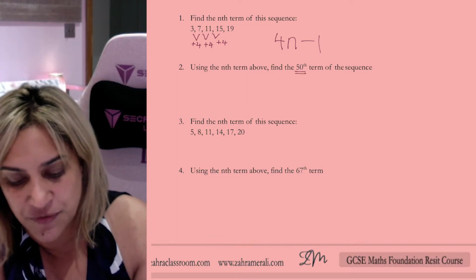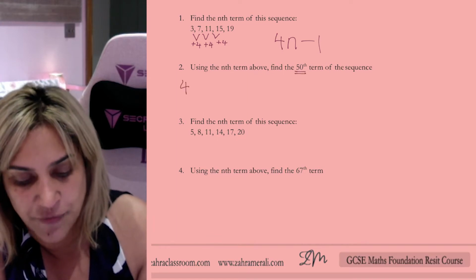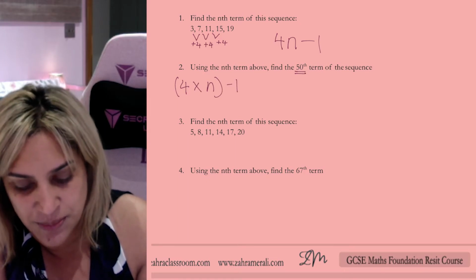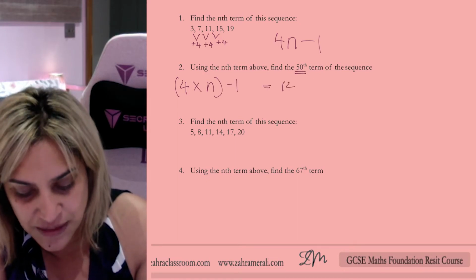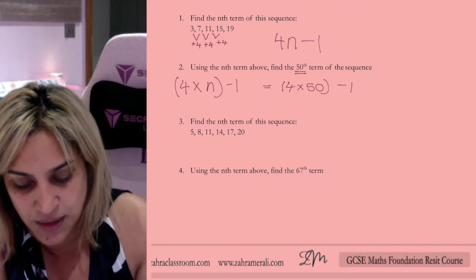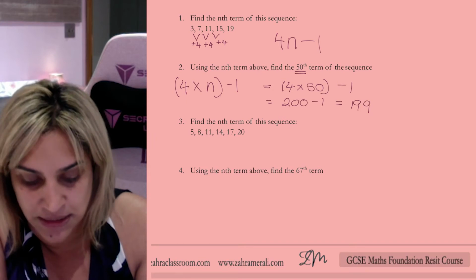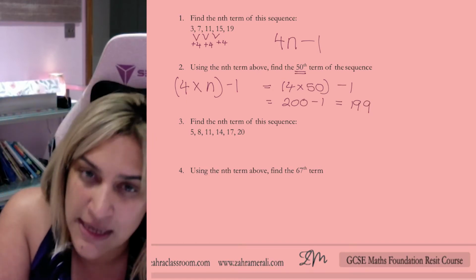So if we wanted the 50th term, remember 4n means 4 times n. So that's going to be 4 times 50 minus 1. So 200 minus 1, which is 199. Right, let's have a look at the next one.